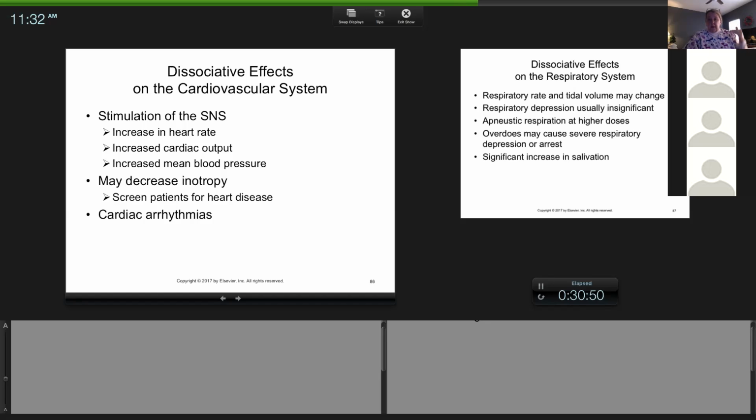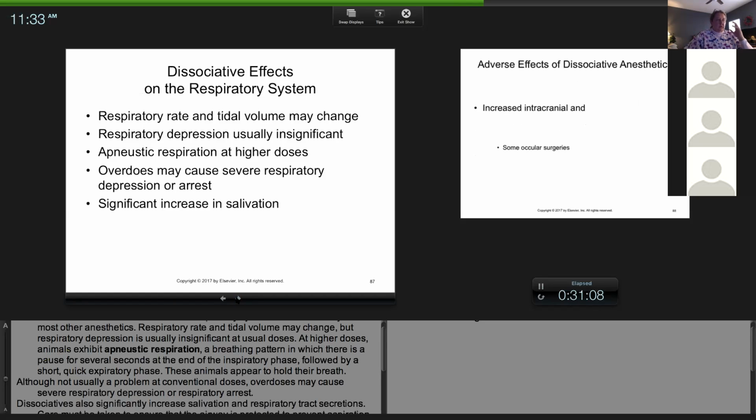So if I have heart disease in a patient, and this is obviously all up to the doctor, but generally, and for my test purposes, I give you scenarios. Why would I choose this one over this one? Well, if I have heart arrhythmias, I'm going to stay away from it.